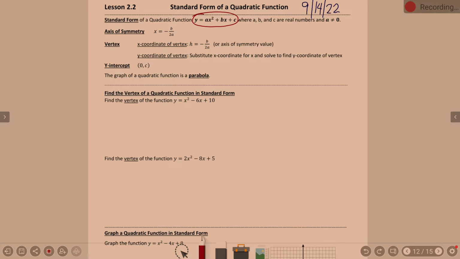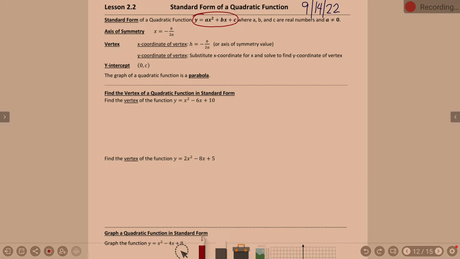Y equals ax squared plus bx plus c, where a, b, and c are just numbers. Integers, real numbers is what they're listed as. Okay, so positive or negative, fractions or decimals, whole numbers, whatever. And the requirement is always thrown on there, a cannot equal 0. Because if a is 0, this is no longer a quadratic because the x squared term isn't there.